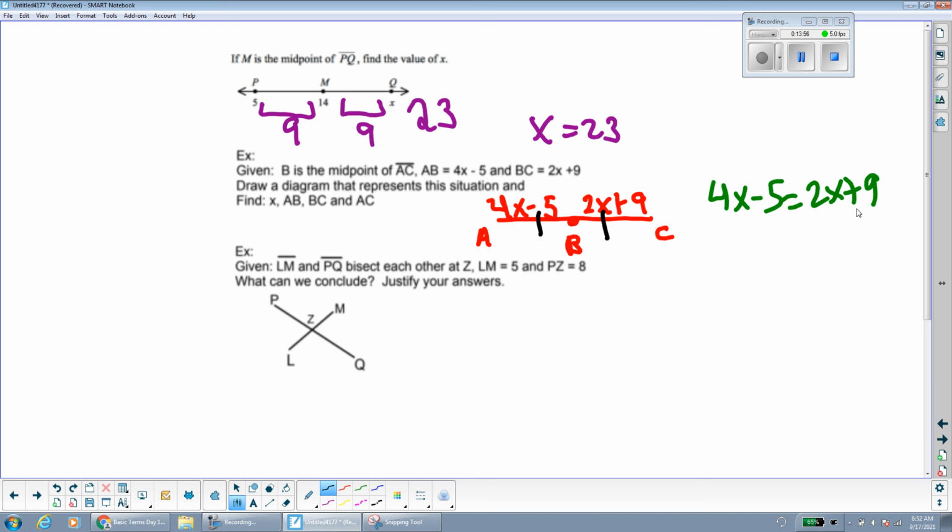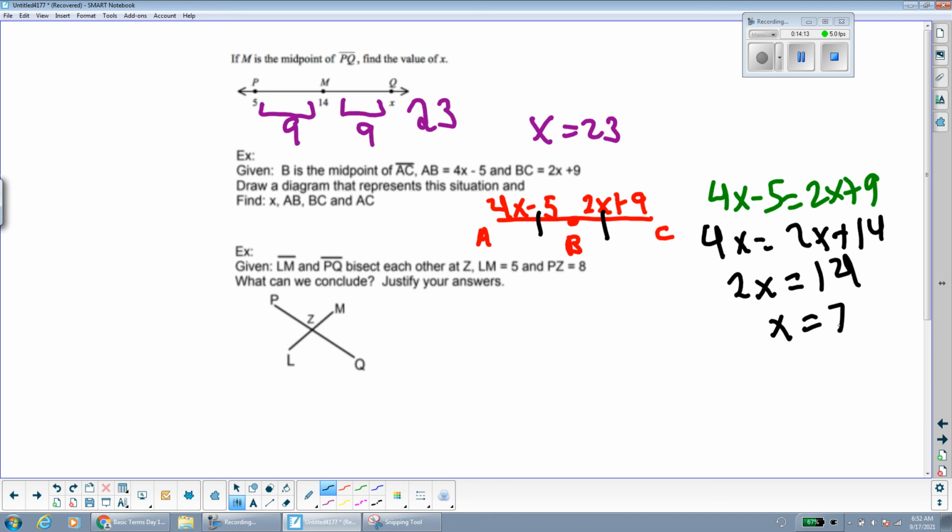Solving the equation, let's add 5 to both sides. We have 4x is equal to 2x plus 14. Let's subtract 2x from both sides. We have 2x is equal to 14. And finally, let's divide by 2 on both sides. We have x is equal to 7. It also says to find AB, BC, and AC. In order to find that, all you need to do is take the x value that we just found, 7, and plug it in.